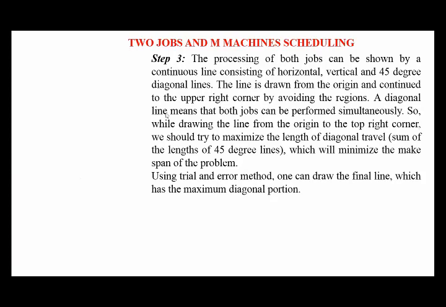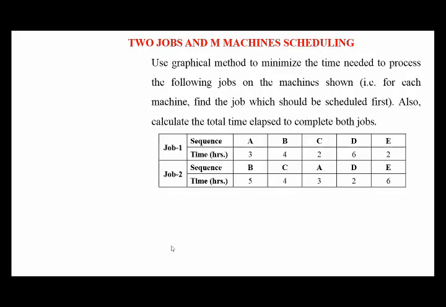Next, I would like to explain this concept with the help of an example. So coming to the example here, they mentioned: use the graphical method to minimize the time needed to process the following jobs on the machines shown. That is, for each machine, find the job which would be scheduled first, and also calculate the total time elapsed to complete the jobs. Here they are given job wise sequences and the job wise process times.